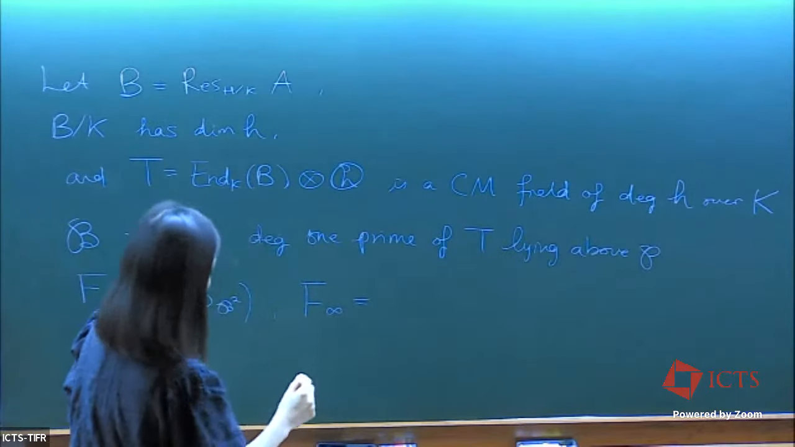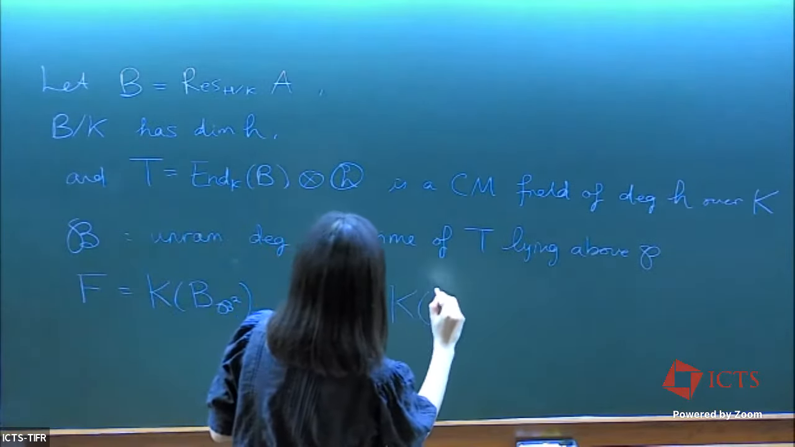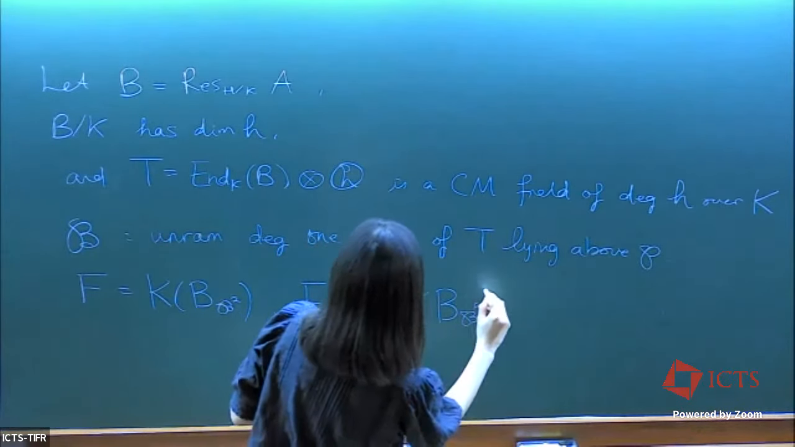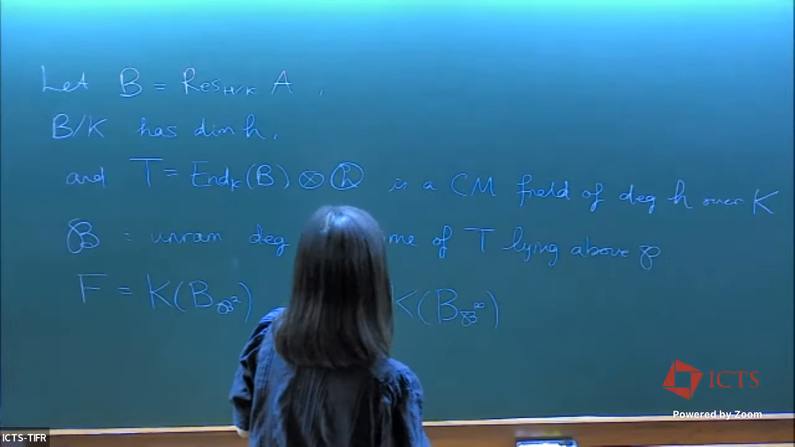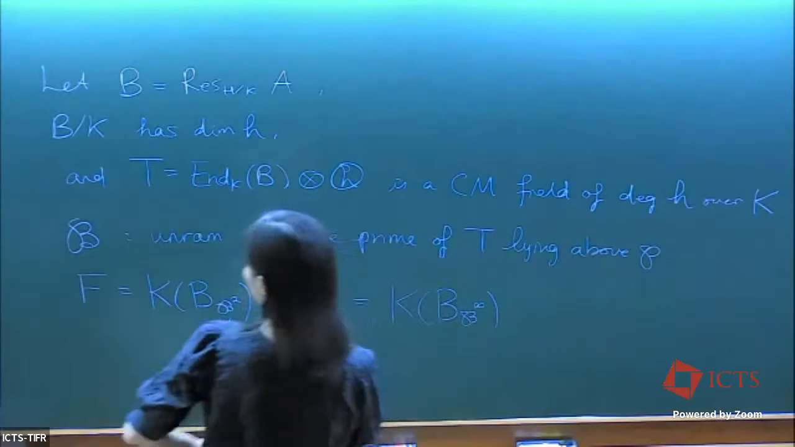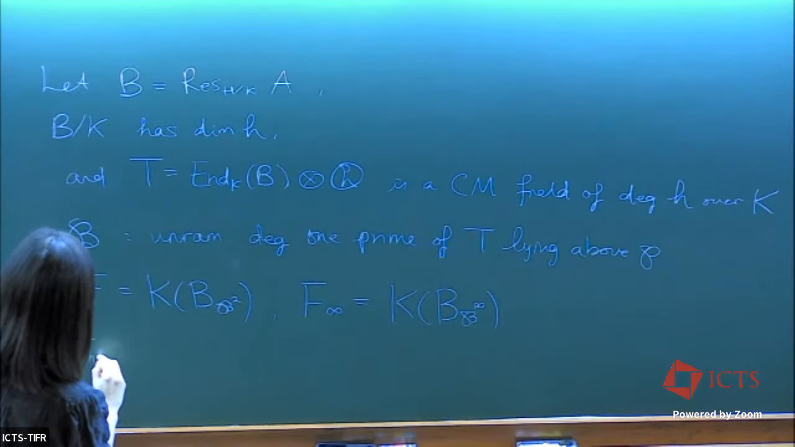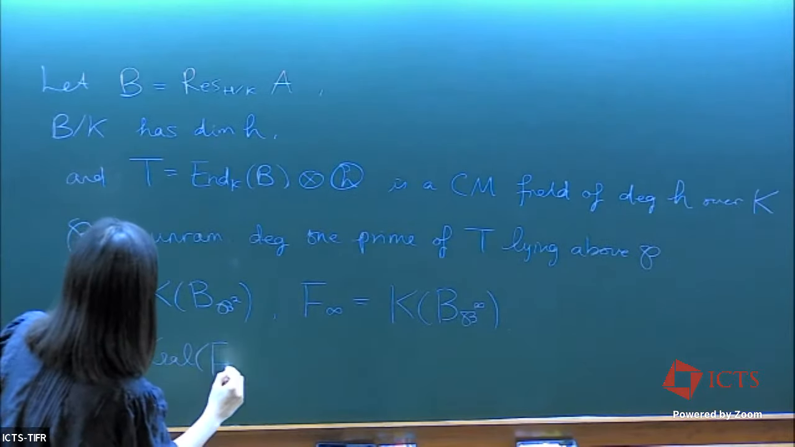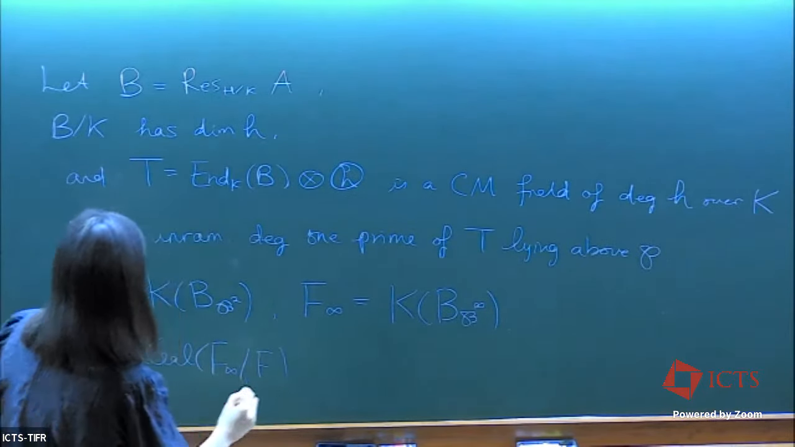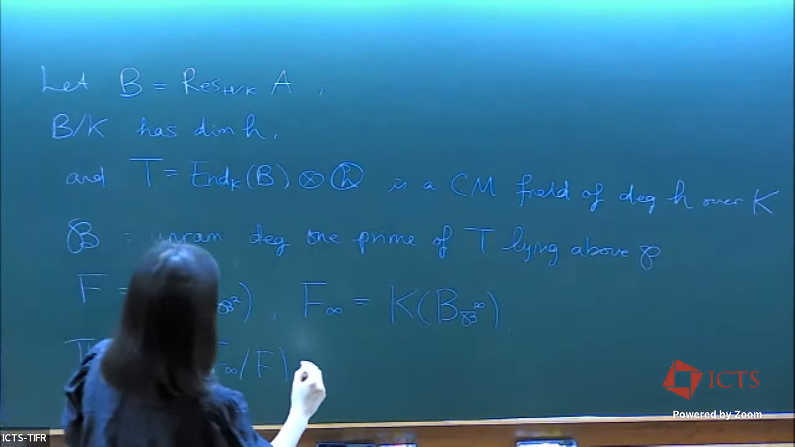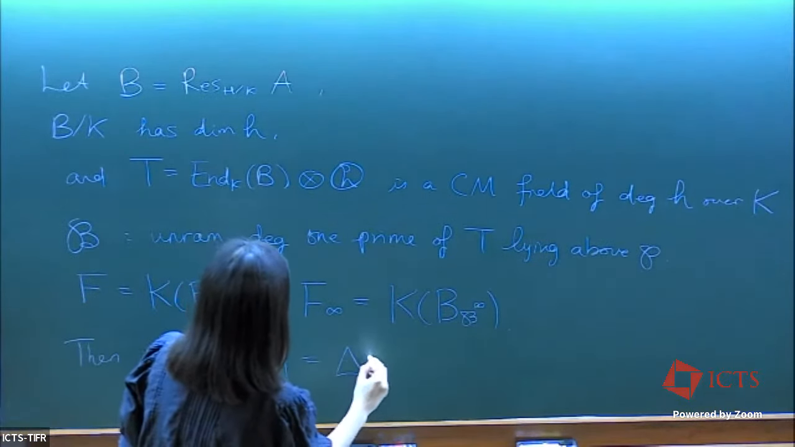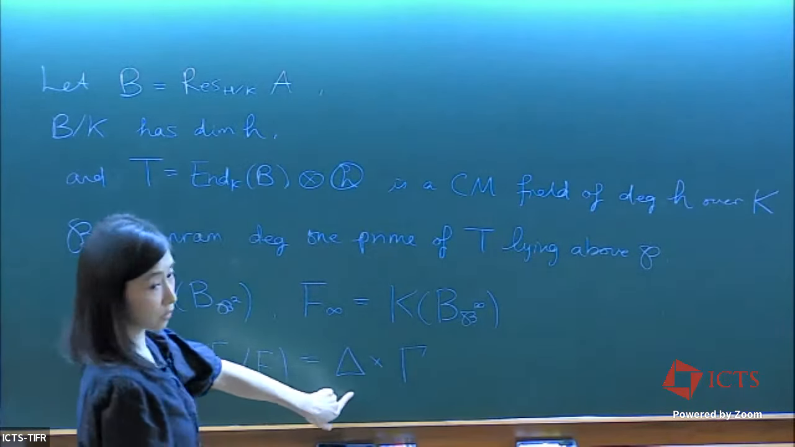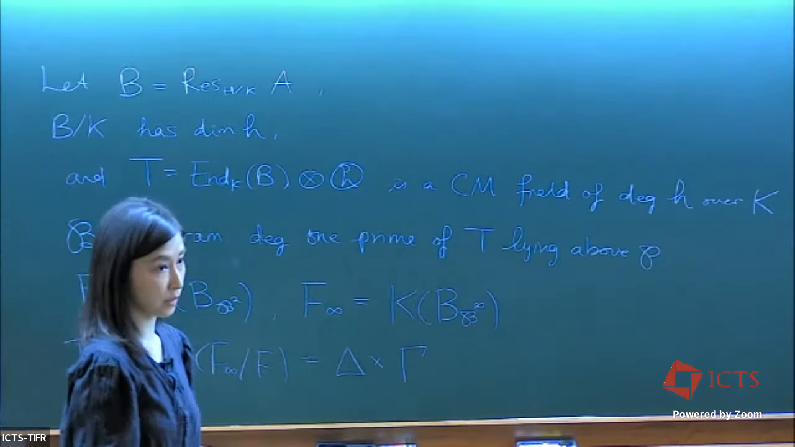Let F infinity be the field you get by adjoining to K the frak capital P power torsion points of B. Then you can check that the Galois group of F infinity over F is equal to delta cross gamma, where delta is cyclic of order 2 and gamma is isomorphic to Z2.